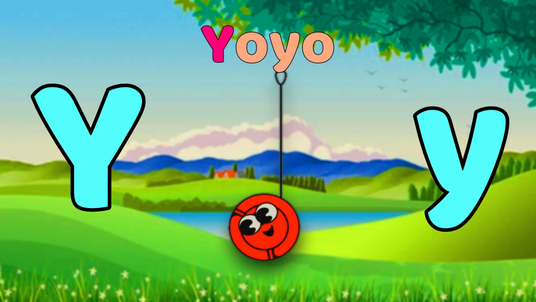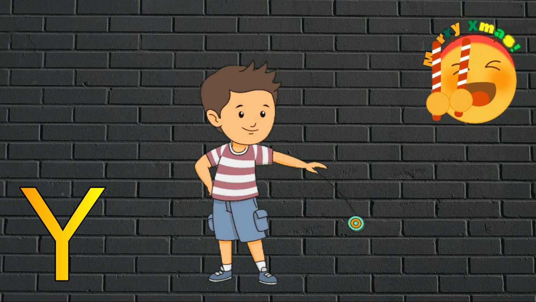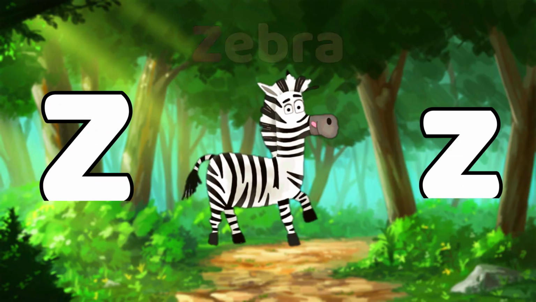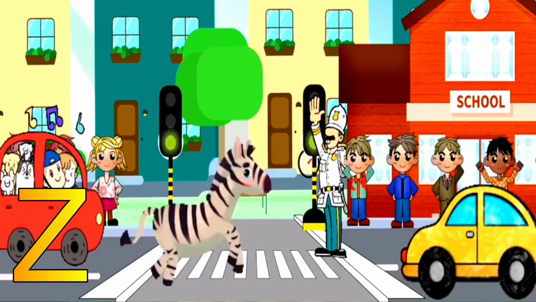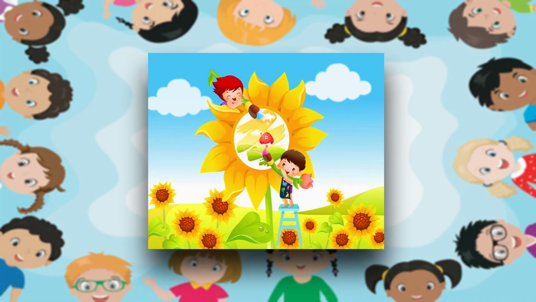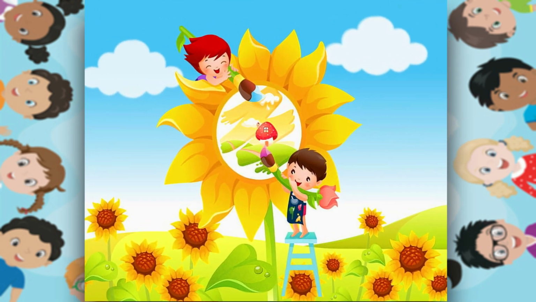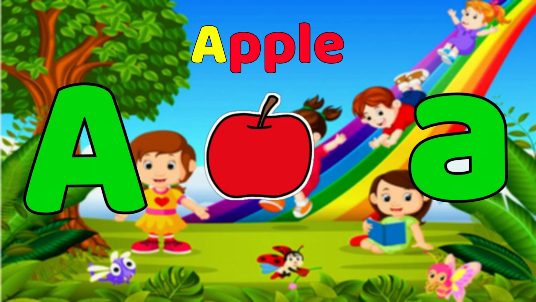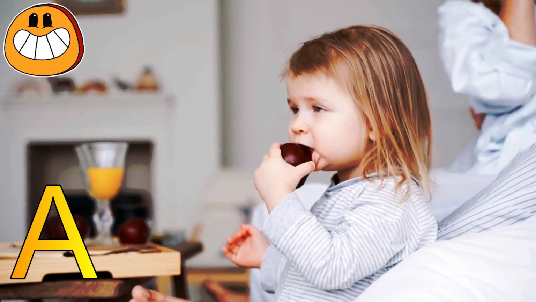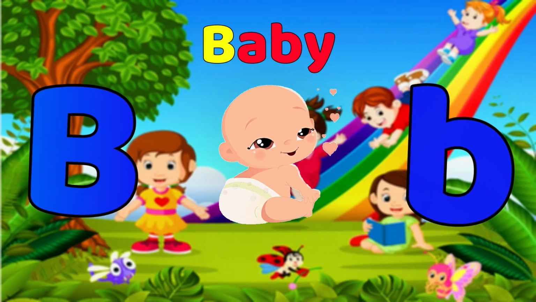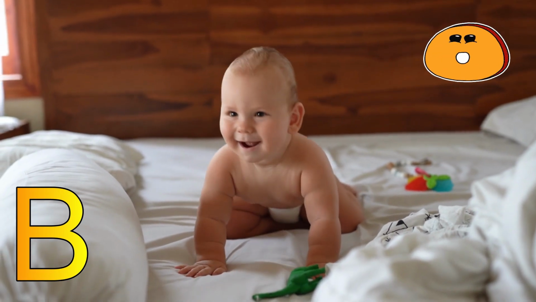Y is for yo-yo, y, y, yo-yo, Y, yo-yo. Z is for zebra, z, z, zebra, Z, zebra. Do it again. A is for apple, a, apple, a, apple. B is for baby, b, b, baby, B, baby.